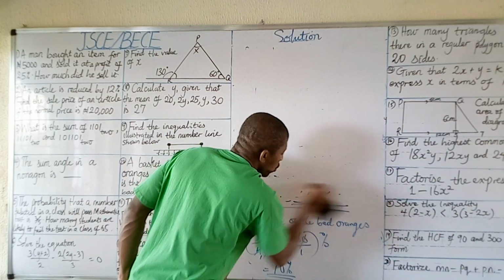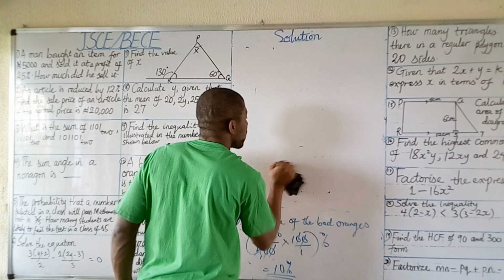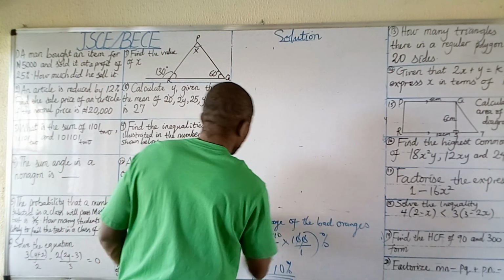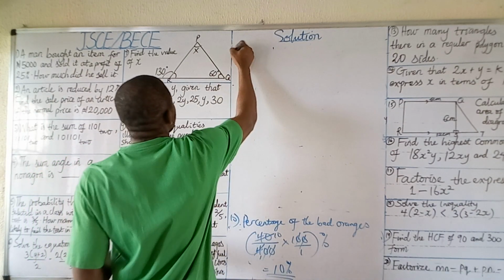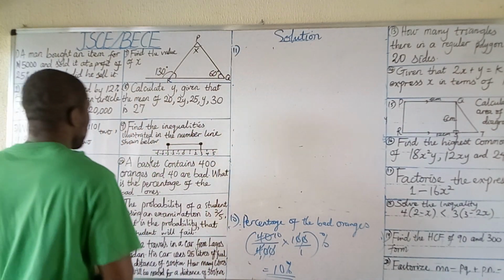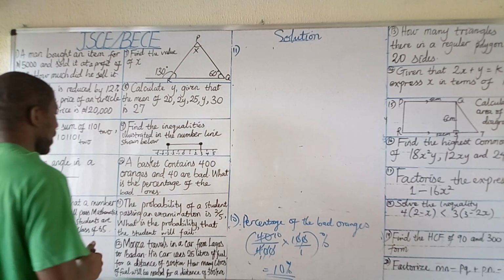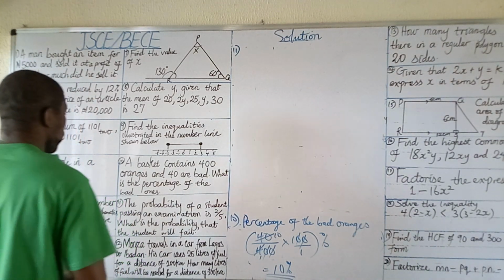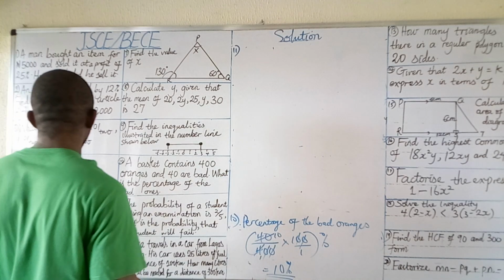So first of all, we are seeing where we have reached. So we go to question 11. Let's read. It says, the probability of a student passing an examination is 2 out of 5. What is the probability that the student will fail?